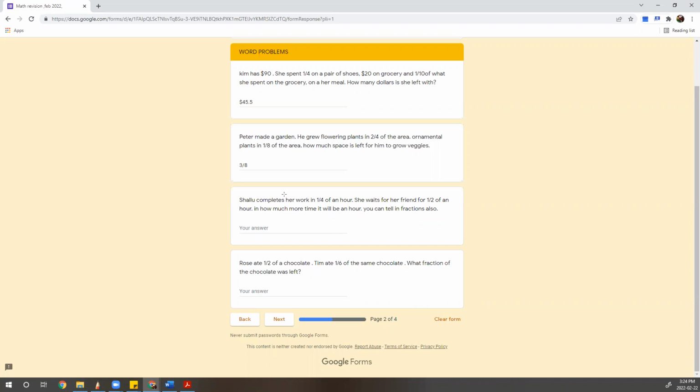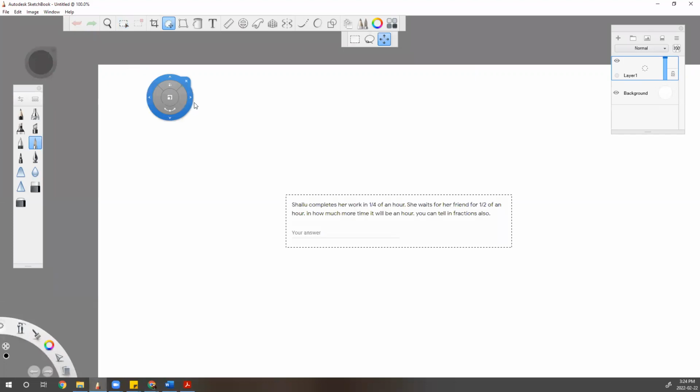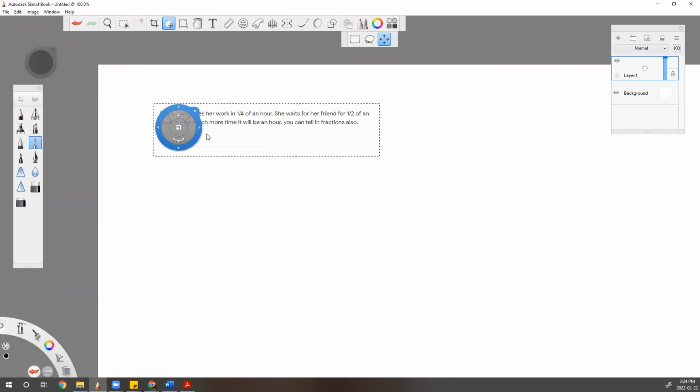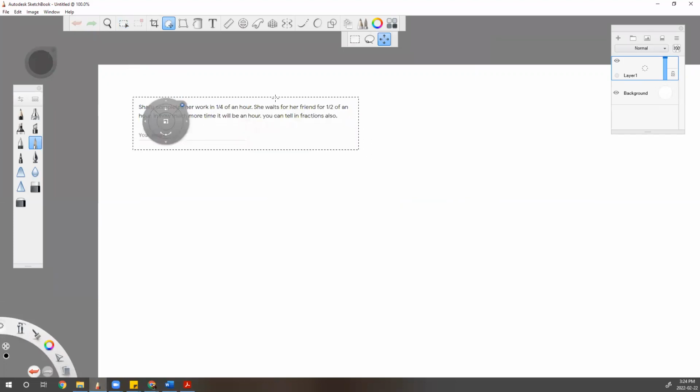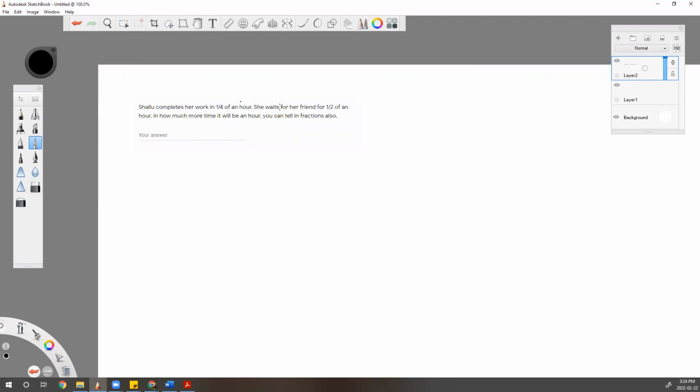Okay, let's try. We need to read the question properly. Shalu completes her work in 1 over 4 of an hour. She waits for her friend 1 over 2 of an hour. How much more time will be an hour? Can you tell the fraction also? I don't get the question. What is your teacher trying to tell you, or what is the question trying to explain?